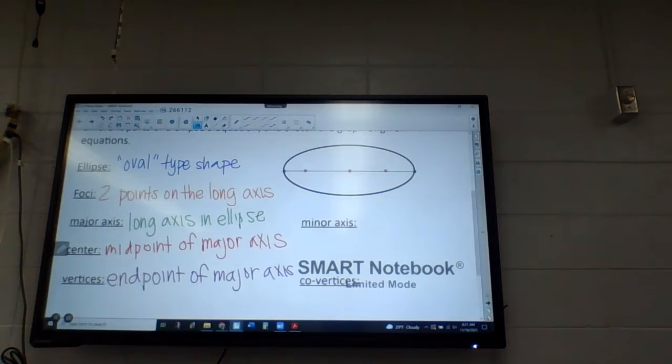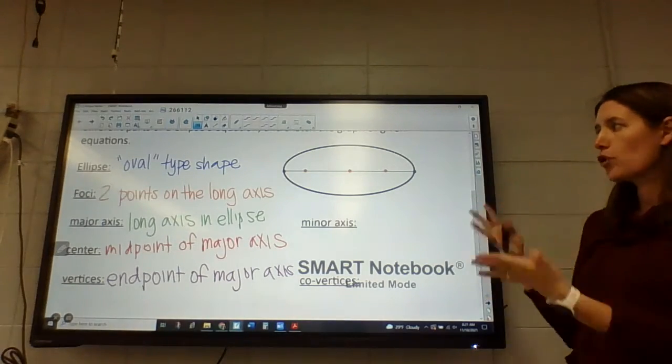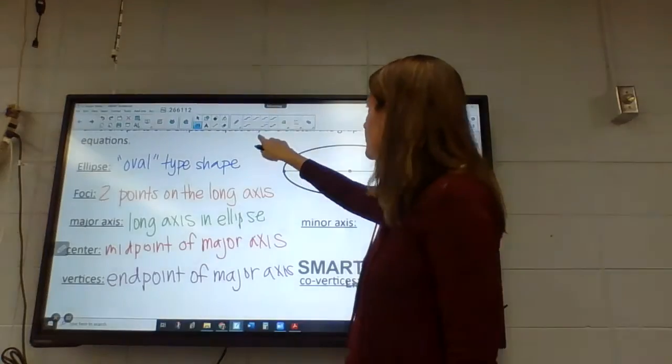And you might have an idea now with our minor axis, it just basically is the other way. And that's what our co-vertices work with. So the minor axis is going to go the short way, the short axis.